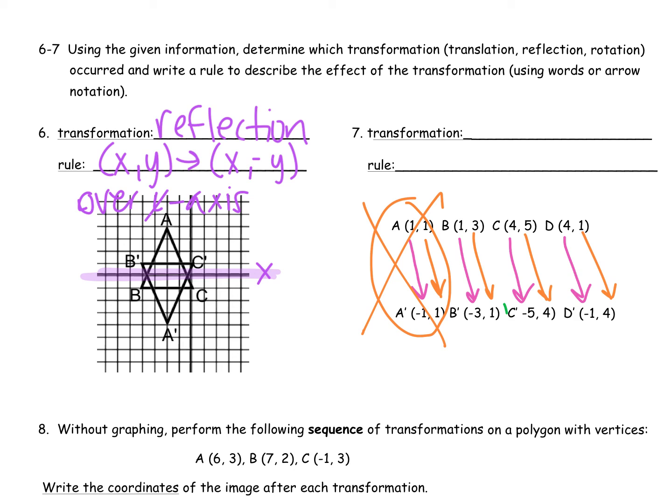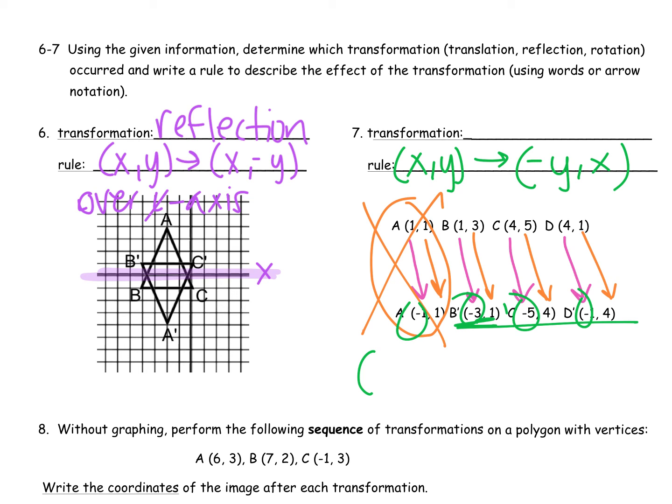But with the rest of these, B, C, and D, I notice a pattern a little more. I'm going to write it right in my rule. I started with X, Y, and then what happened is they flipped my numbers around. So instead of 1, 3, it became 3, 1. And then I also noticed these first numbers all became negative. So I'm going to put a negative sign in front of that Y.